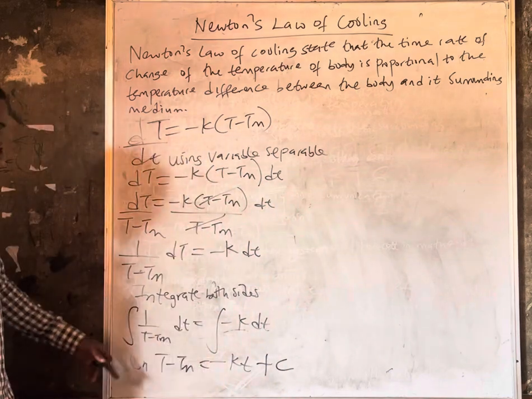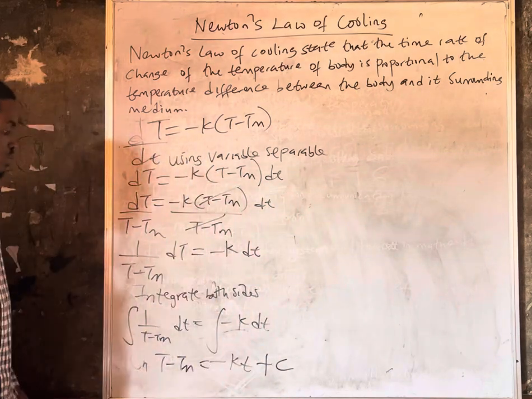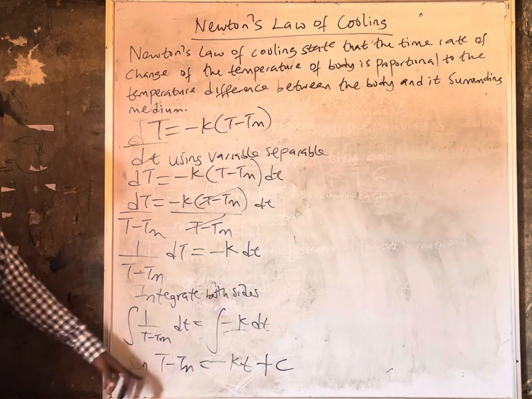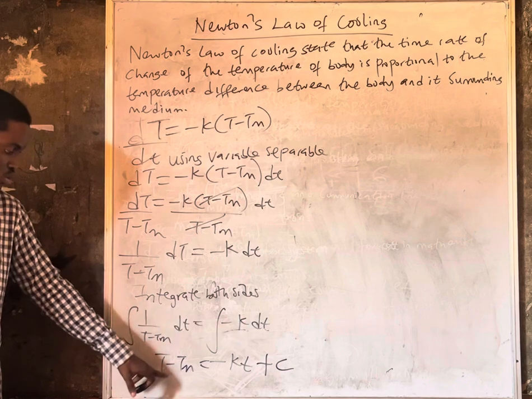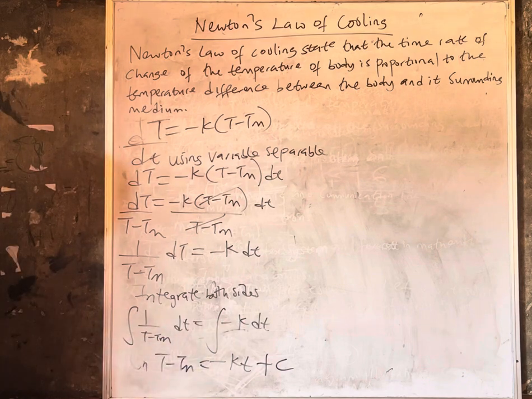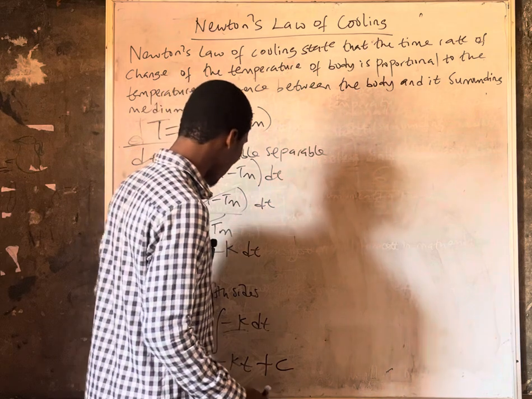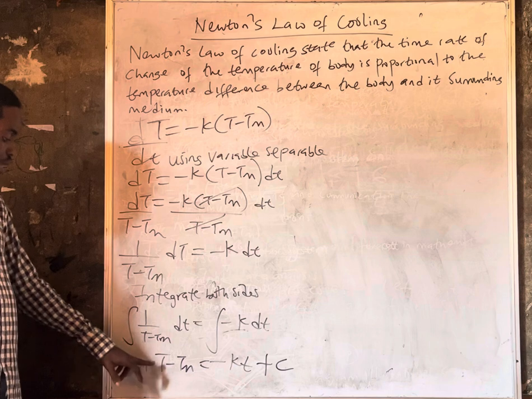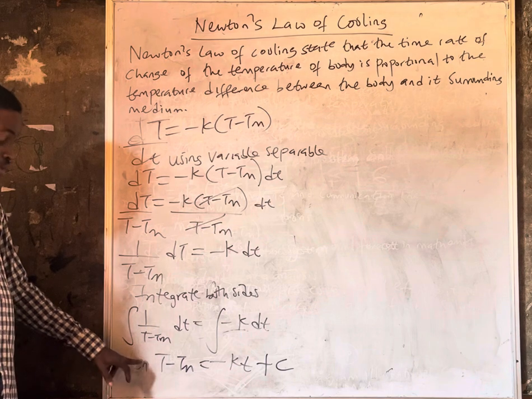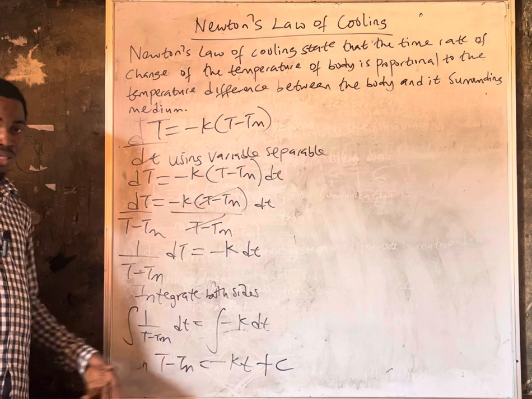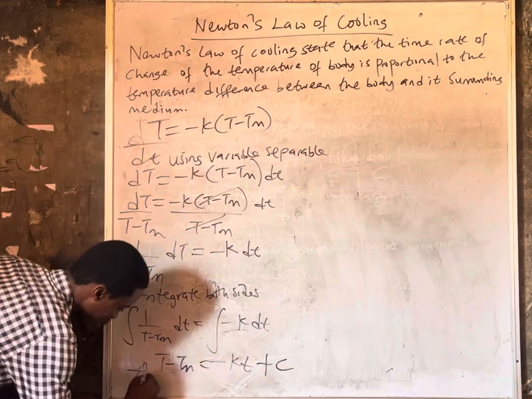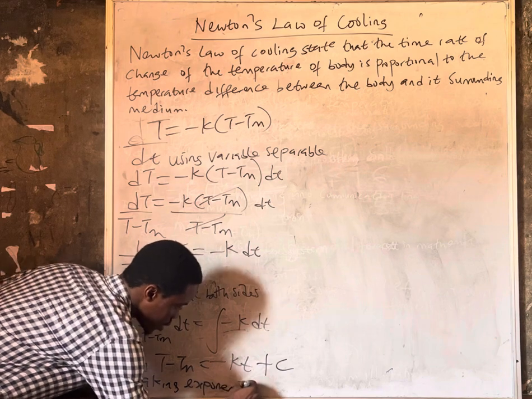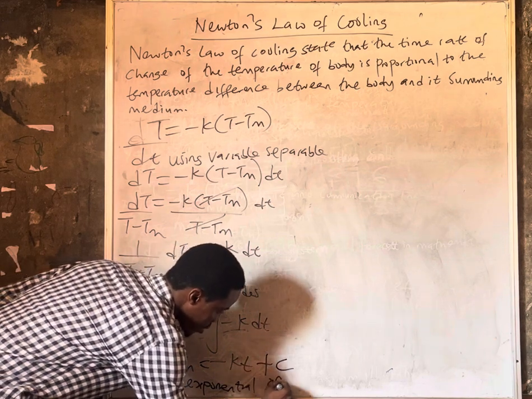In integration, after we have integrated, we have to add our constant to it. So what are we going to do here? We want to make T the subject of this formula. So remember that T minus Tm that we have here, you can take the exponential of both sides. If you take the exponential of this side, it will cancel, so that we now have T minus Tm.